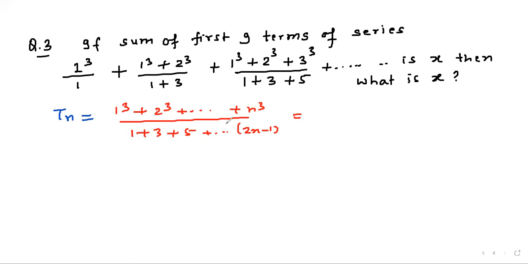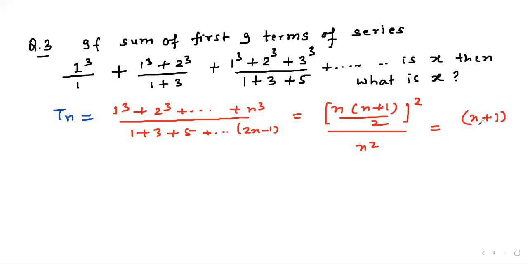Now we apply the formula. The sum of cubes of natural numbers is given by (n into n plus 1 divided by 2) whole square, and the sum of odd numbers is given by n square. So we will be left with (n plus 1) whole square divided by 4. So we have got Tn.